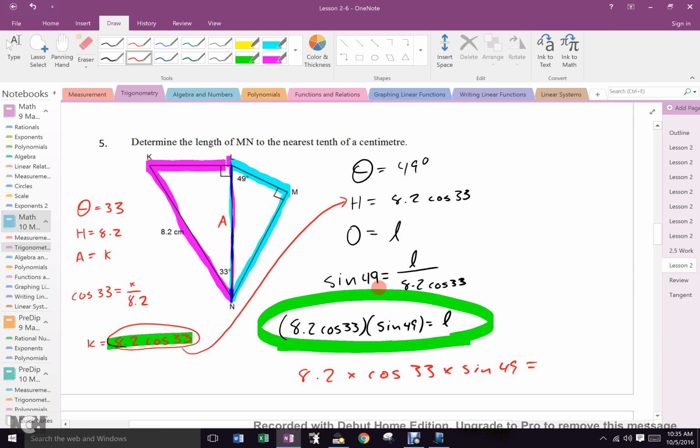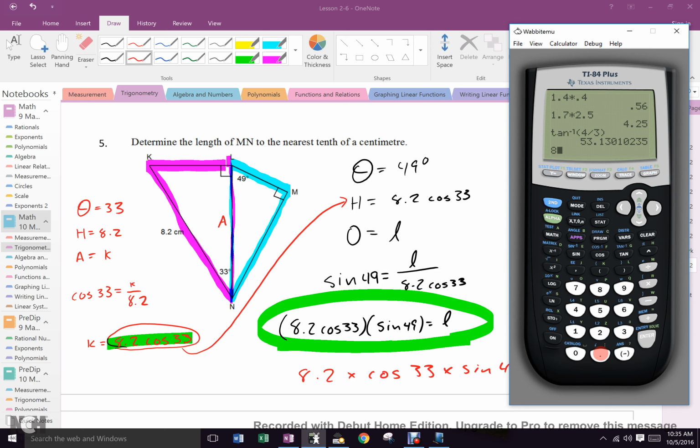Everybody cool? Everybody good? Now just to prove it, watch. I'm going to do this right now. 8.2 cos 33. Oh, crap. If you have a backwards calculator, you just reverse the coses. So it's 8.2 times 33 cos times 49 sine equals 5.2. Everybody cool? Everybody see?